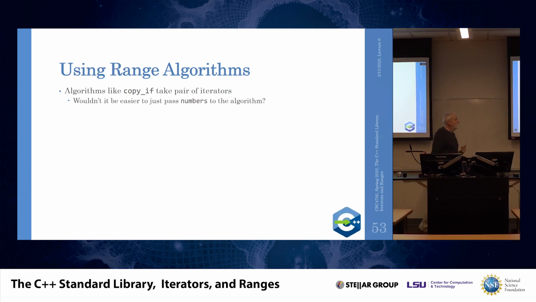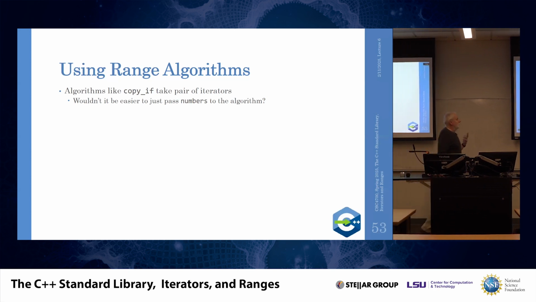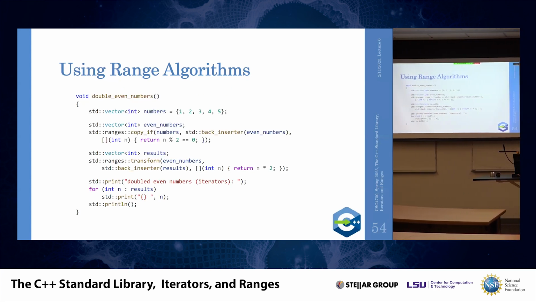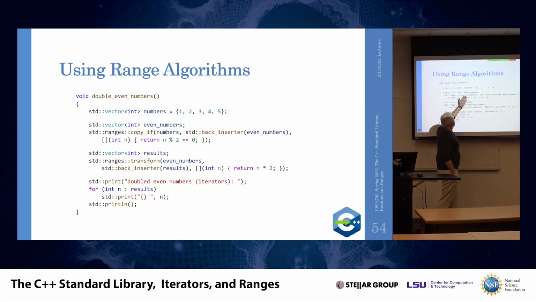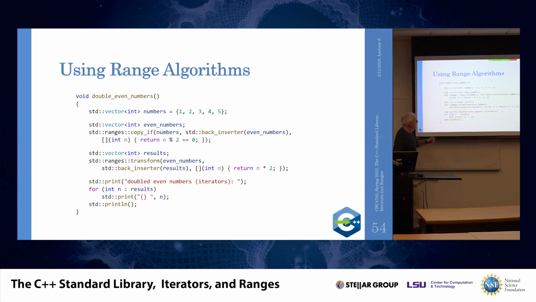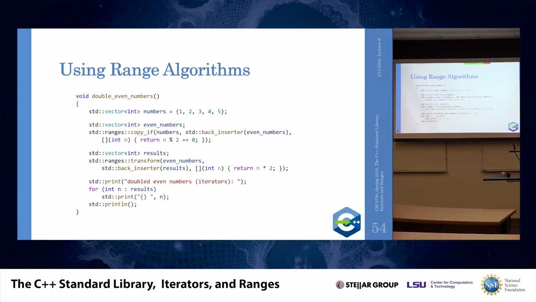The algorithm copyIf takes a pair of iterators, so wouldn't it be easier to just pass numbers to the algorithm? So that's what I did here. CopyIf numbers, and please note I'm using the algorithm which is in the ranges namespace. And now I don't have to supply begin and end, but I can supply an arbitrary range as the input. The same for the transform, and I get the same result just by using the different algorithms.